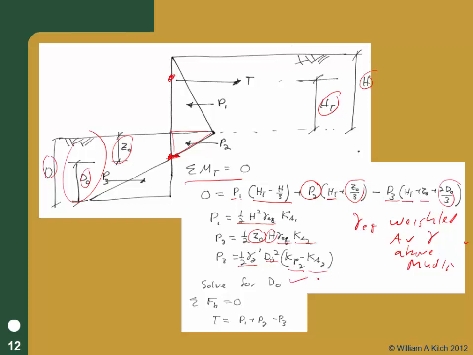So from this, we can solve for Z0 and for D0, and then we can compute T from summation of forces in the horizontal direction equal to 0. So that's for the case where you have a sand over sand layer.